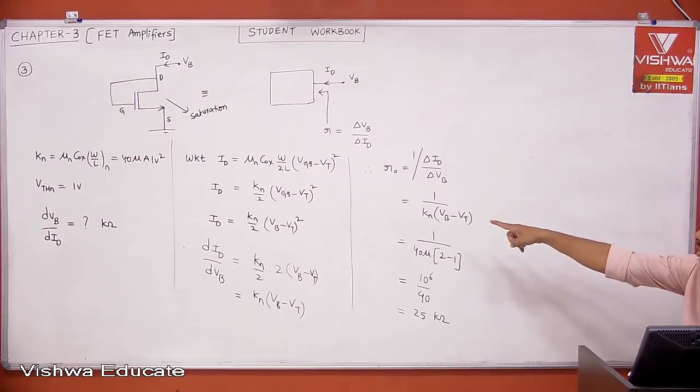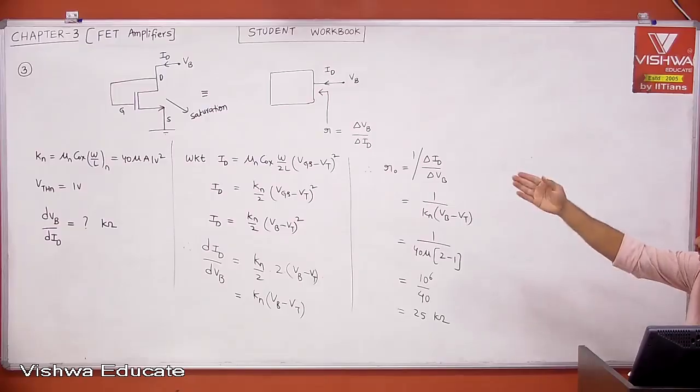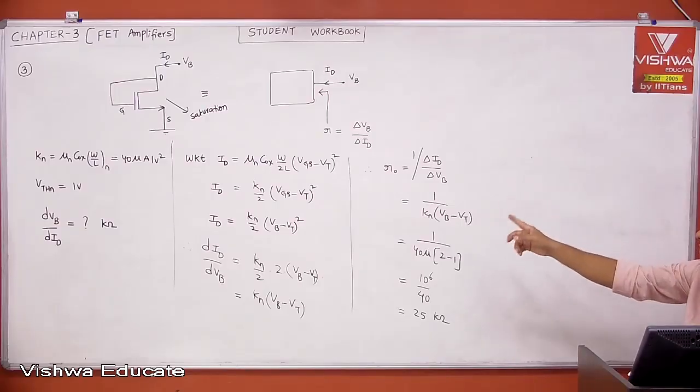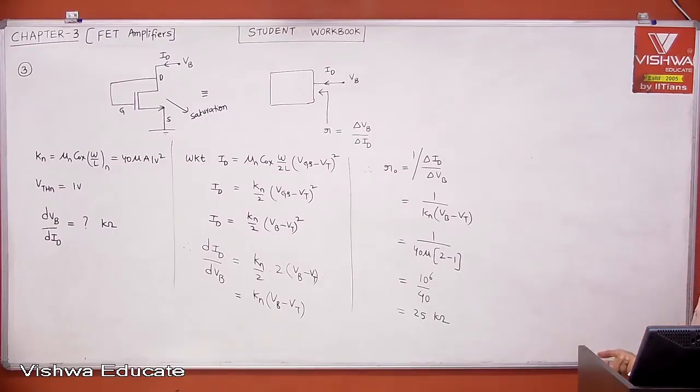K is nothing but mu n Cox W by L. VB is nothing but VGS minus VT. 1 by mu n Cox W by L into (VGS minus VT), which is 1 by gm. The diode connected transistor resistance, AC resistance, is 1 by gm.